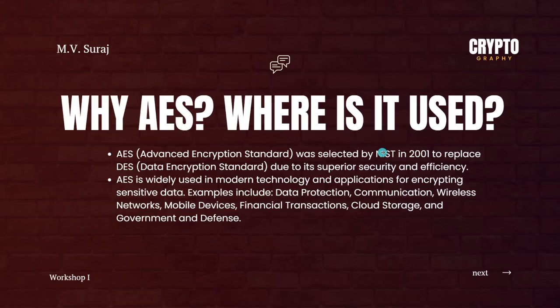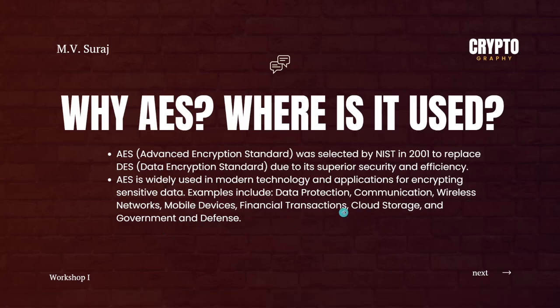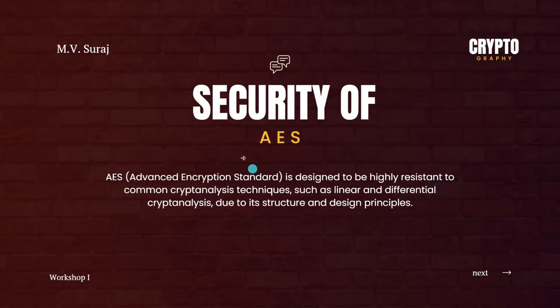So why AES and where is it used? Yeah, so it was selected by NIST in 2001 to replace DES due to its superior security and efficiency. So that's just exactly what I mentioned in the previous slides. Nothing really new here. AES is widely used in modern technology and applications for encrypting sensitive data. Examples include data protection, communication, wireless networks, mobile devices, financial transactions, cloud storage, and government and defense. Right, so this is exactly what we went over in the start. Security of AES. AES is designed to be highly resistant to common cryptanalysis techniques such as linear and differential cryptanalysis due to its structure and design principles.